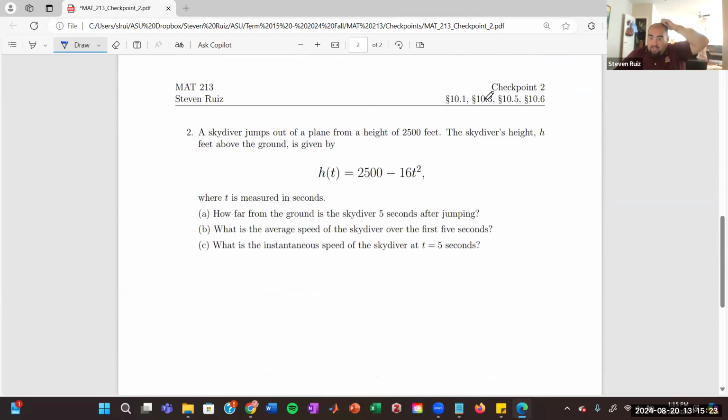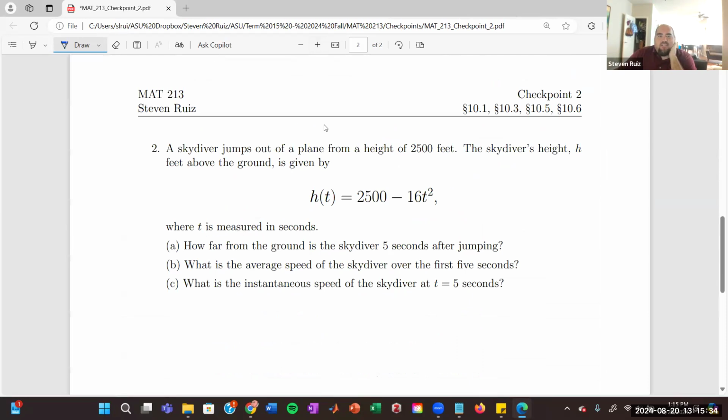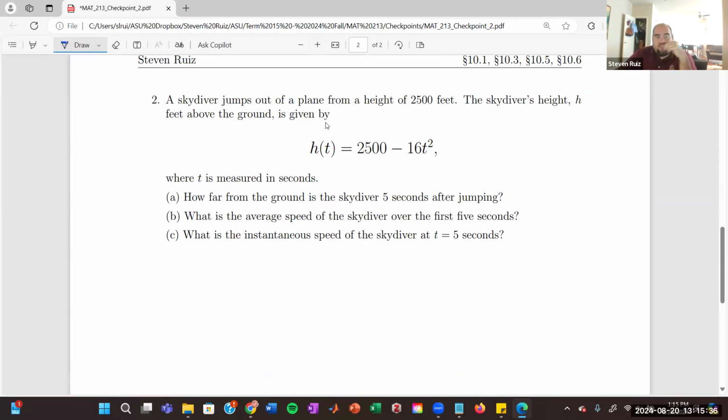So a skydiver jumps out of a plane from a height of 2,500 feet. And I have given you a function that models the height of the skydiver as a function of time. And I'm asking a few questions. So part A, how far from the ground is the skydiver 5 seconds after jumping? For this question, you don't actually need anything with rates of change, either average or instantaneous. I simply want the height.